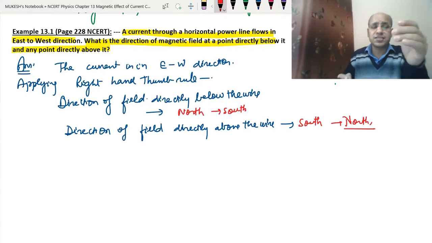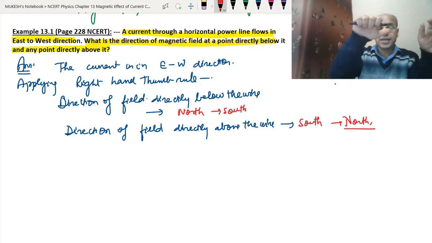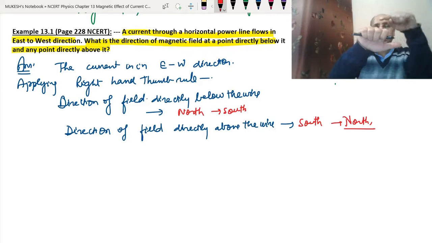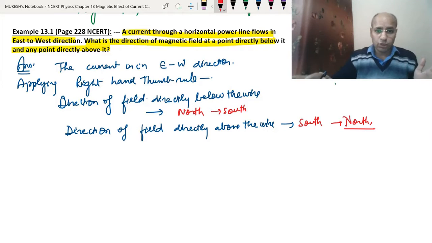Now let's understand this again. Suppose this is the wire and this is east, this is west, and current is flowing from east to west. So we just put the right hand like this. The thumb is indicating the direction of current, east to west. So one point is here, one point is here. The fingers are encircling like this. So that means here if we keep it south, then it is north. So above it, it is south to north, and below it from north to south. I hope this is clear.